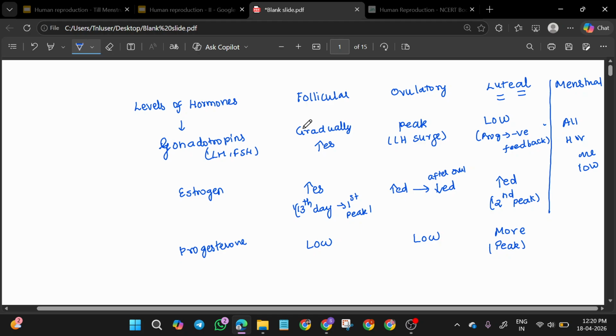So in this topic, this is very important: the levels of hormones and the days, how they will be. Then another one is the day of ovulation. How is the day of ovulation calculated? Number of days of the menstrual cycle minus 14. These things are very important.